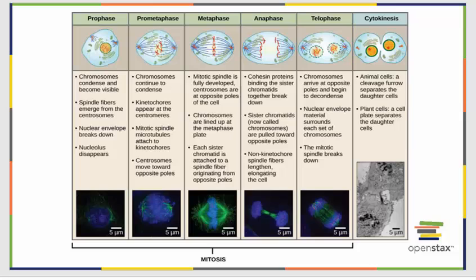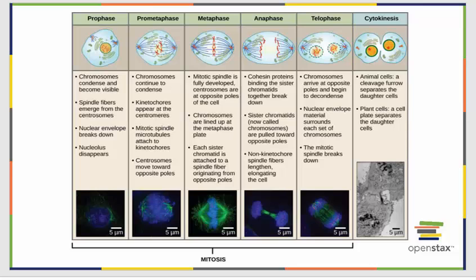In prometaphase, chromosomes continue to condense and kinetochores appear at their centromeres. The mitotic spindle microtubules will begin attaching to those centromeres, and the centrosomes themselves push away from one another and move towards the opposite poles.